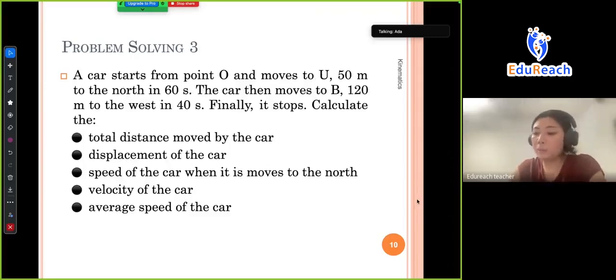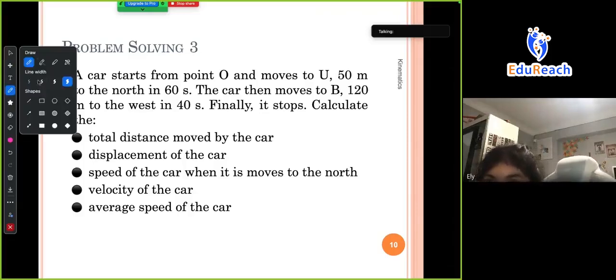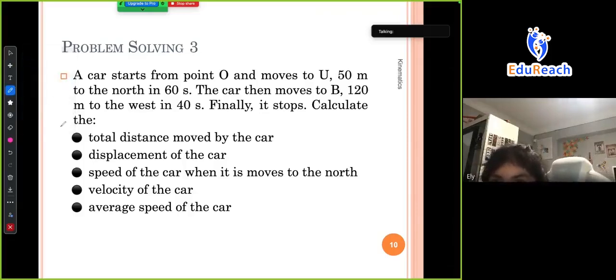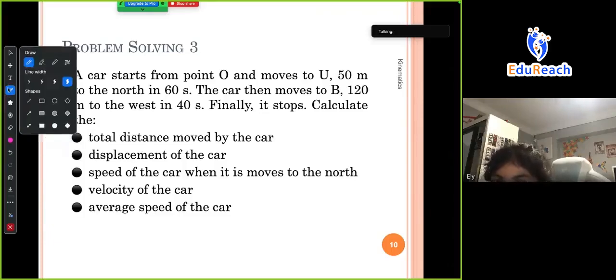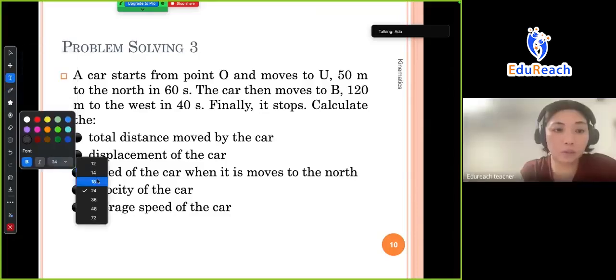Okay, can you read problem 3? A car starts from point O and moves to point U, 50 meters to the north in 60 seconds. The car then moves to B, 120 meters to the west in 40 seconds. Finally, it stops. Calculate the total distance moved by the car, the displacement of the car, speed of the car when it is moved to the north, velocity of the car, and average speed of the car. Okay, so it's a lot that we need to calculate over here.